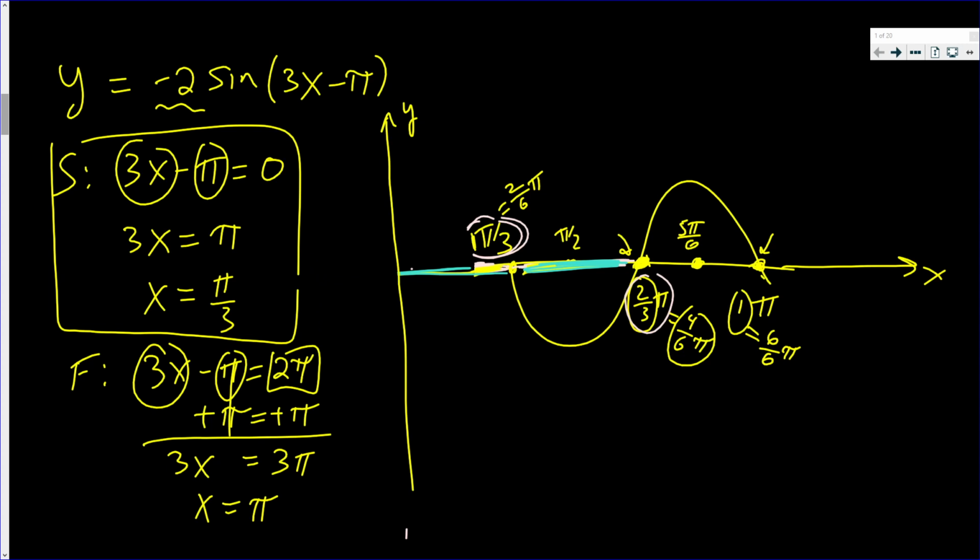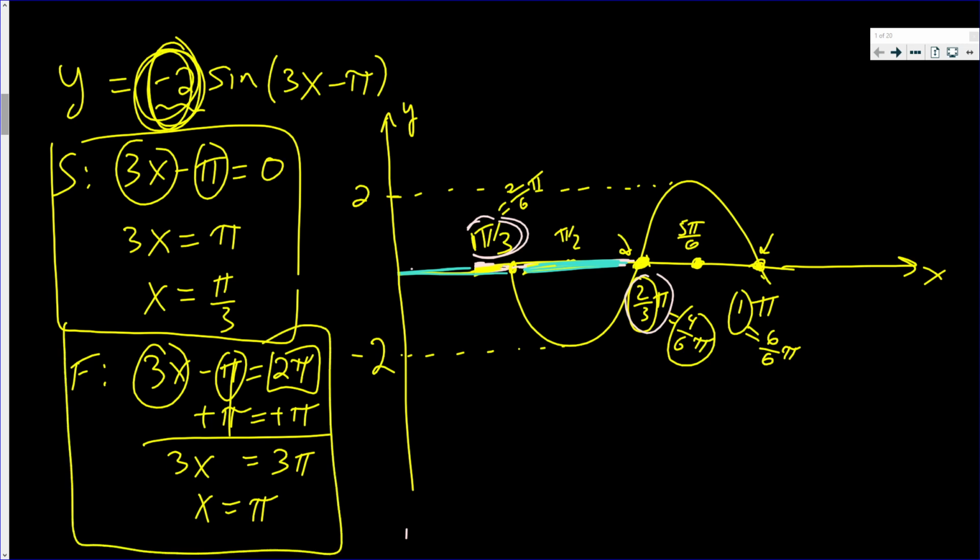Now, what's the highest value? It's the absolute value of that number. So, the highest value should be 2. The lowest value is the negative of the absolute value of this number. The absolute value of that number is 2. So -2. And there's your graph. And I drew it first. At least you get credit for drawing a negative sine graph.